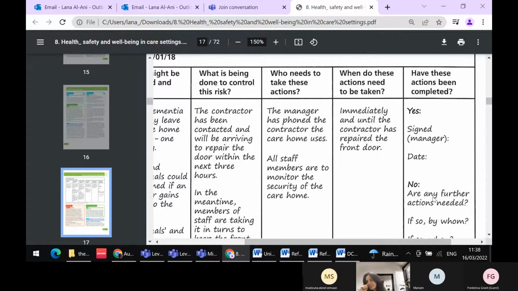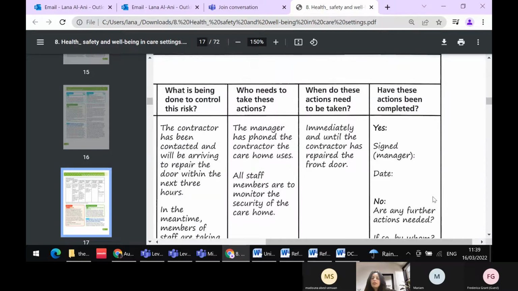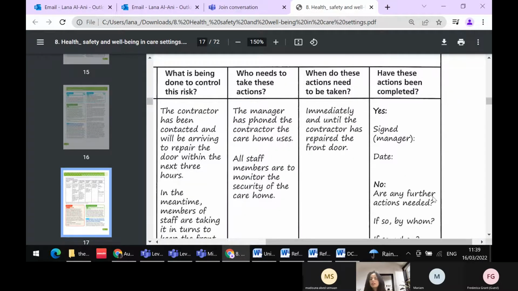What could be done to control this risk? We need a contractor to fix the door. And also, in the meantime, members of staff should keep a record and start watching the camera. Keep a record of the visitors. Make sure that they are securely identified until we find the right contractor. Who needs to take these actions? Your manager, the staff. You need to write who is responsible for this.